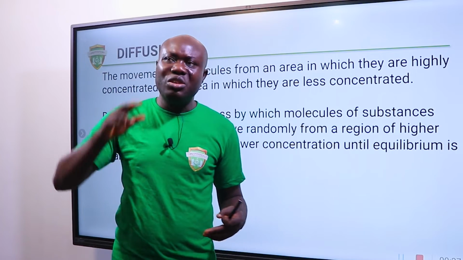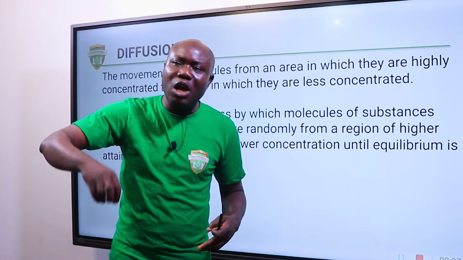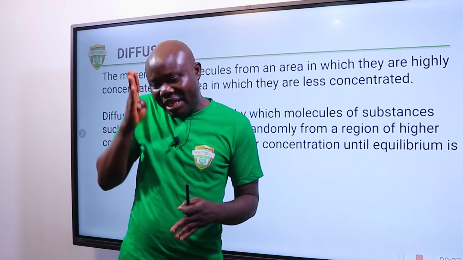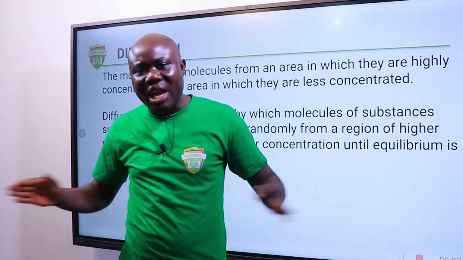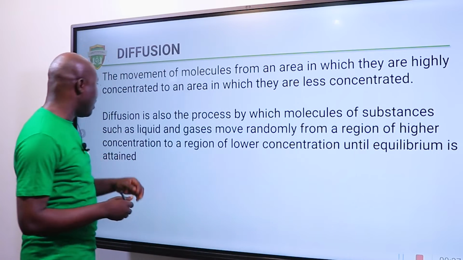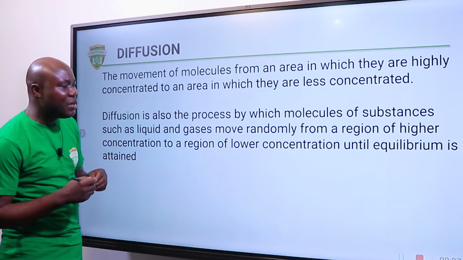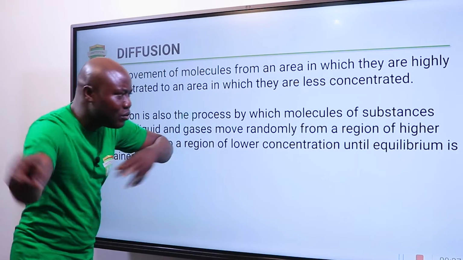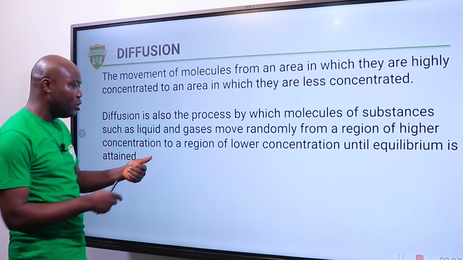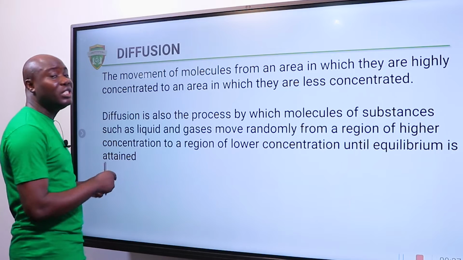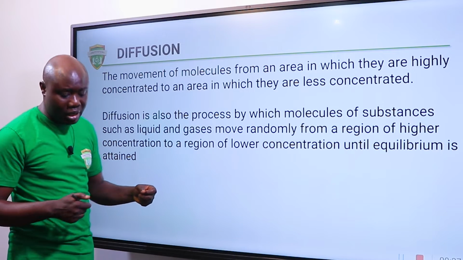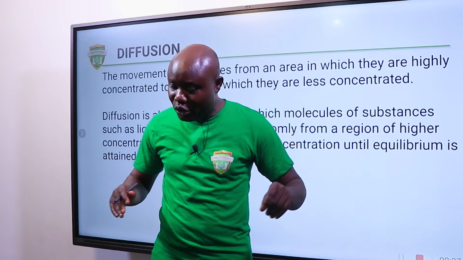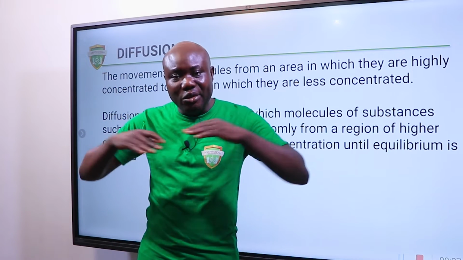That is diffusion. It has diffused from an area of high concentration when it was just dropped inside the water to an area of what? Low concentration after it has diffused. Diffusion is also the process by which molecules of substances such as liquids and gases move randomly from a region of higher concentration to a region of lower concentration until equilibrium is attained. What do I mean by that? The diffusion stops when equilibrium is attained. That means the concentration is now the same.